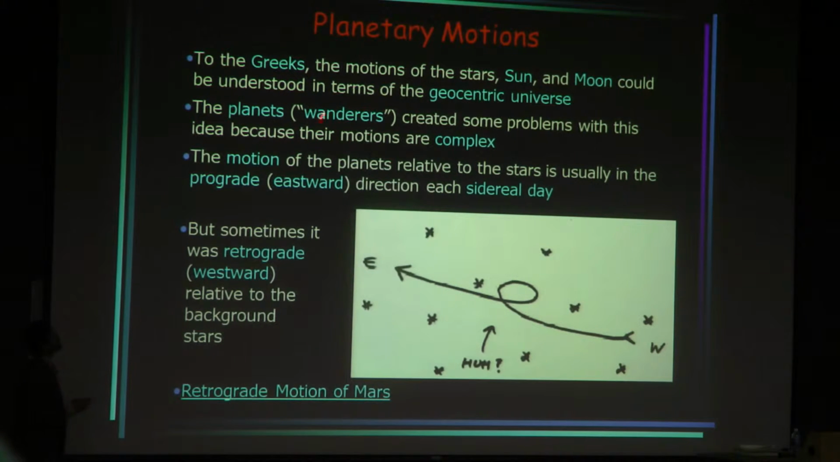The word planet means wanderer in Latin. Well, we're trying to fit everything that we see in the sky into the notion of a geocentric universe. So we have the Earth at the center of all the motions.